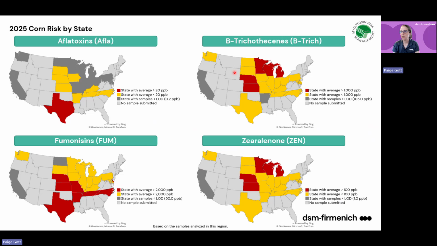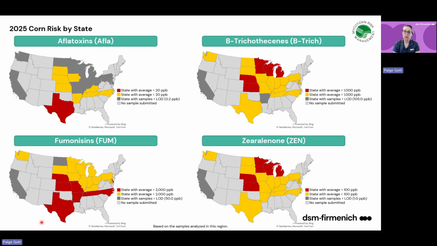Moving to the type B trichothecene map, the threshold to go from yellow to red is 1,000 parts per billion. You can see this year our highest concentrations of type B trichothecenes are coming from across the upper Midwest, and then also in some of our Plains states, with Nebraska and Kansas being above that threshold on average as well.